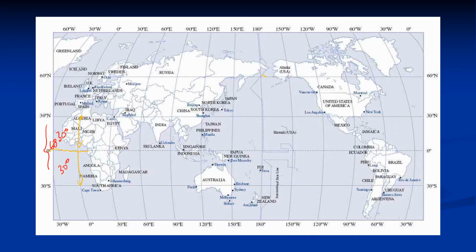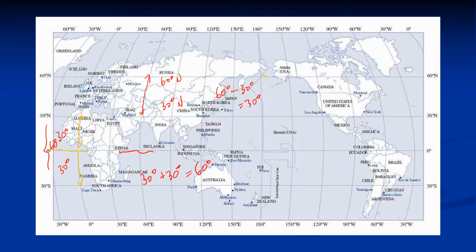However, if I'm travelling from here to here, I'm just travelling 30 degrees because I'm travelling from 60 degrees north down to 30 degrees north. So if they're in the same hemisphere, so in the northern hemisphere, we're just going to minus the small one from the big one. So 60 degrees take 30 degrees will give you 30 degrees travelled. But if you're crossing the equator, you're going to plus them. So 30 plus 30 will see that you've travelled 60 degrees.